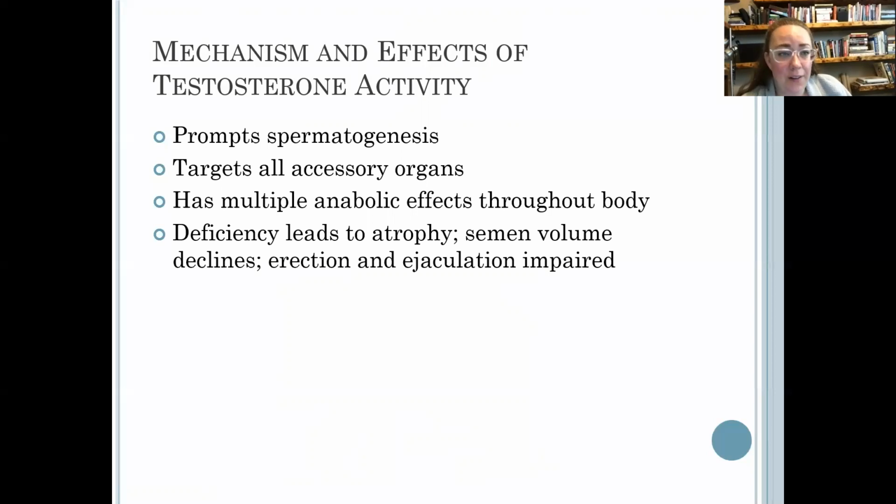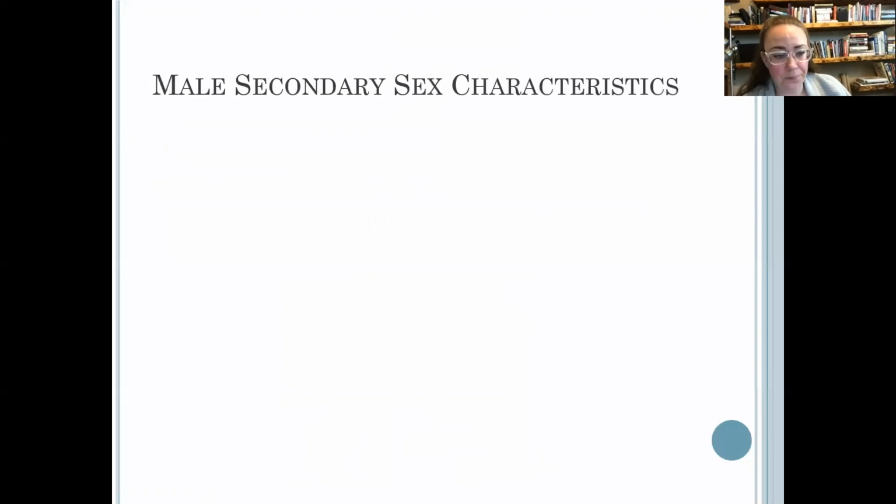Deficiency leads to atrophy of the testicles. Semen volume declines, erection and ejaculation is impaired. Usually this is treated with testosterone replacement therapy, but that sometimes will lead to reduction in sperm count, because again, you have that inhibition of the HPG axis.